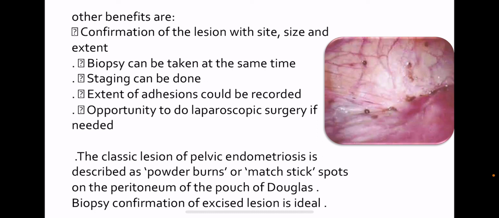1. We can confirm the site, size and the extent. The biopsy can be done at the same time. Staging can be done. The extent of lesion adhesion can be recorded. And the laparoscopic surgery can be performed if it is required at the same time.